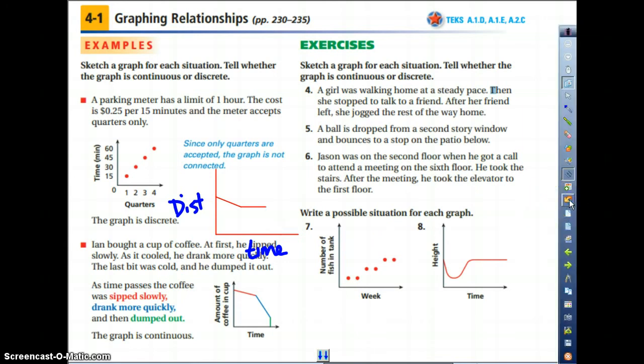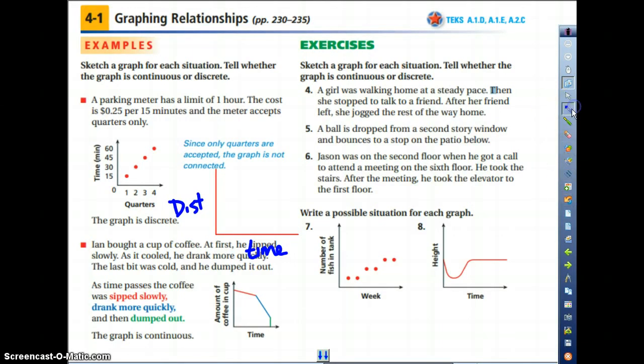Okay, number 6. Jason was on the 2nd floor when he got a... Oh, it is continuous. I'm sorry, you're right. They wanted to know if it was continuous or discrete. Would all of those kind of graphs be continuous? Not necessarily. Question is, would all of the graphs be continuous? It's not necessarily always going to be continuous.